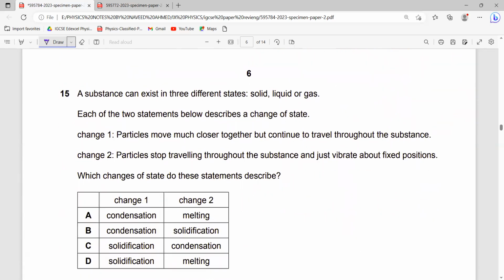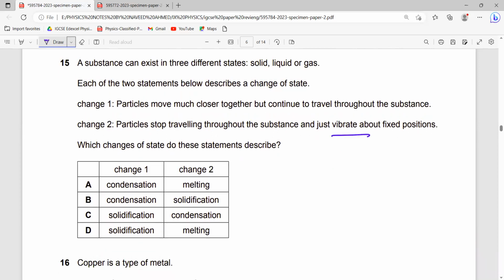Question number 15. A substance can exist in 3 different states: solid, liquid, or gas. Each of two statements below describes a change of state. First statement, we see particles move much closer together but continue to travel throughout the substance. You know about that. This will occur in the state of liquid. And particles stop traveling throughout the substance and just vibrate. Vibration motion is only possible in solid form, as we have read in states of matter, properties of solid, liquid, and gas.